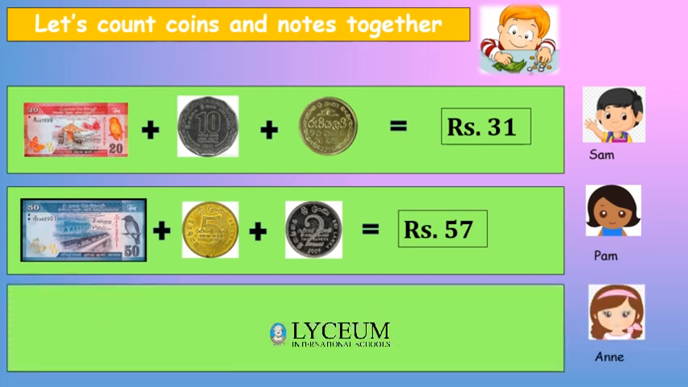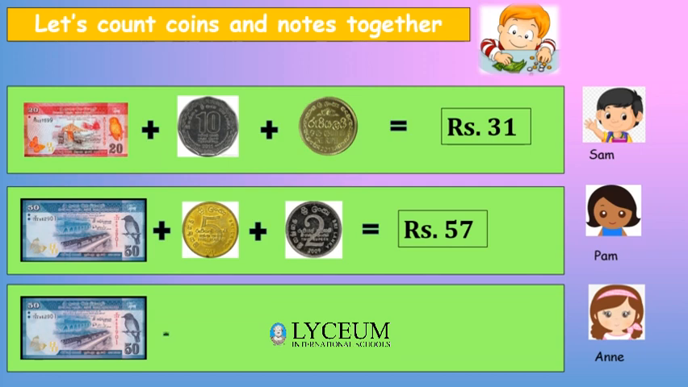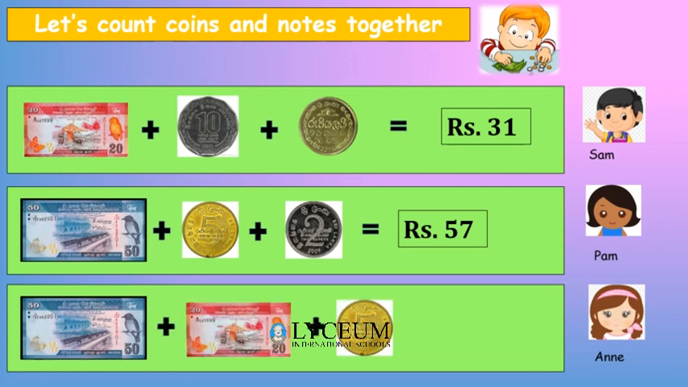Next is Anne. Anne has 50 rupees, a 20 rupee, 5 rupees altogether. Now let's see how much she has. 50 plus 20 makes 70 rupees. 70 plus 5 makes 75 rupees. So Anne has 75 rupees.